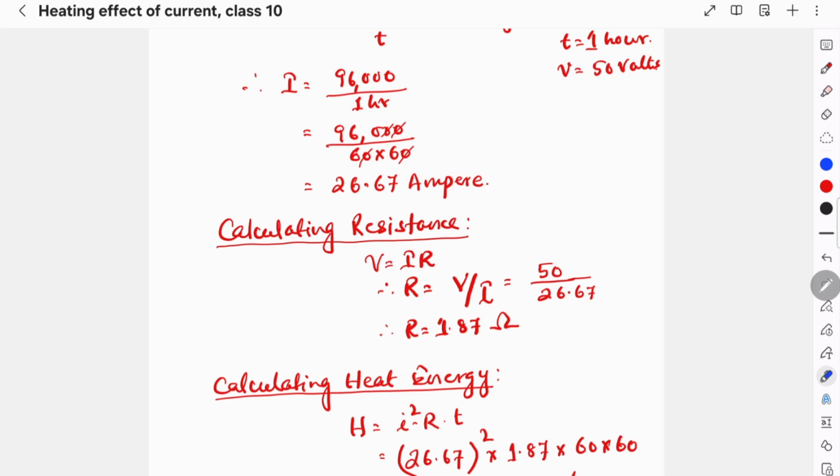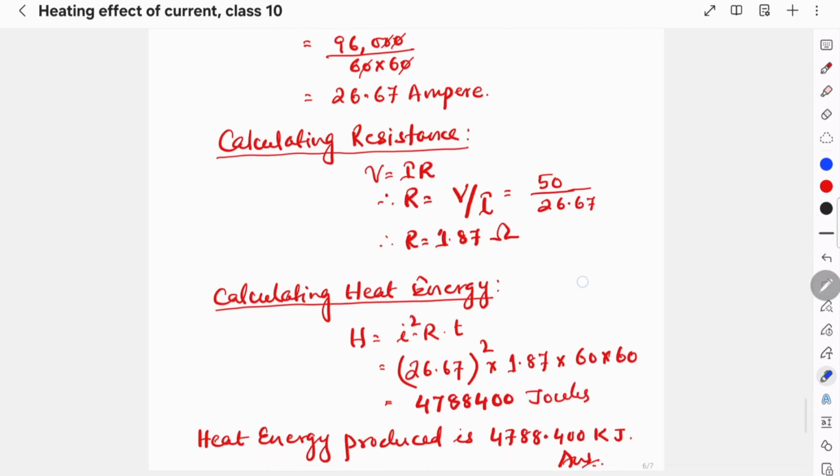Now we need resistance. So now calculating resistance. Using Ohm's law, we know V is equal to IR, so the resistance will be voltage by current. Voltage was given as 50 volt and current we got as 26.67 ampere. So dividing these two, we get the resistance as 1.87 ohms. So now we have got the current and we have got the resistance. Now let's calculate the heat energy produced.